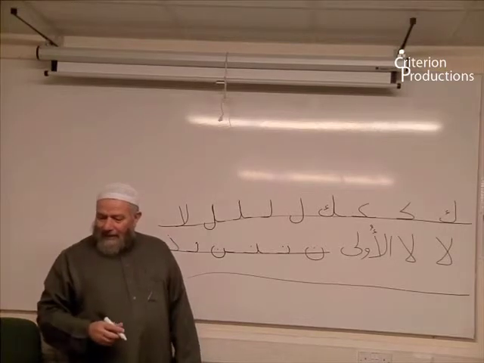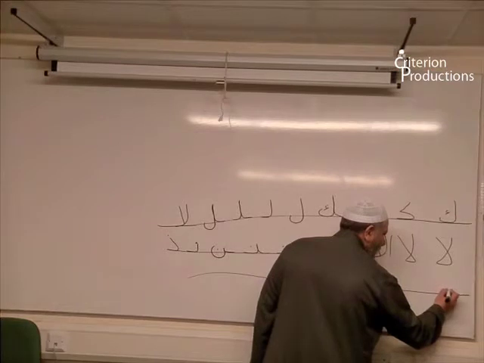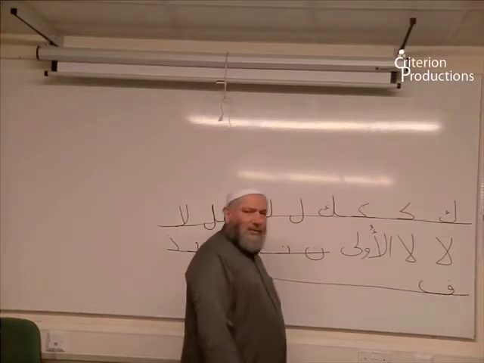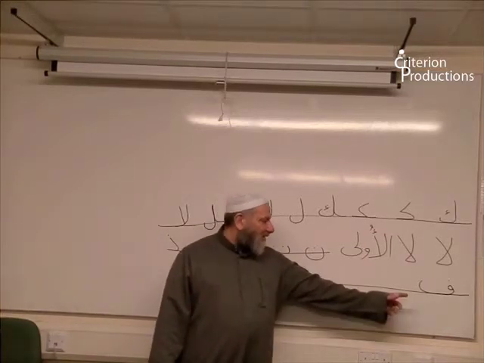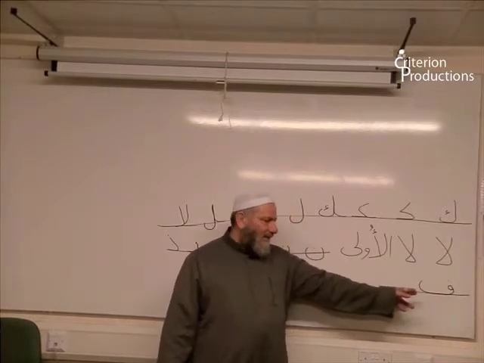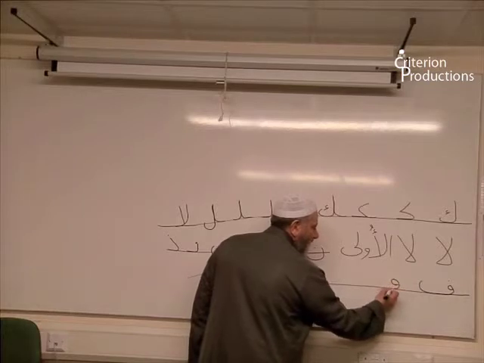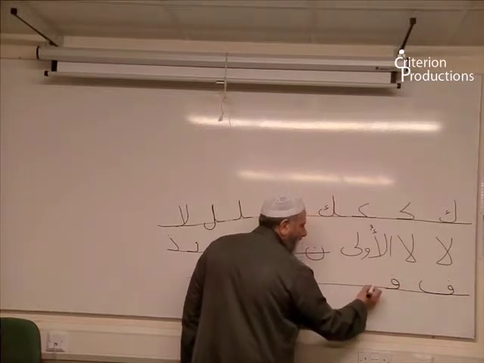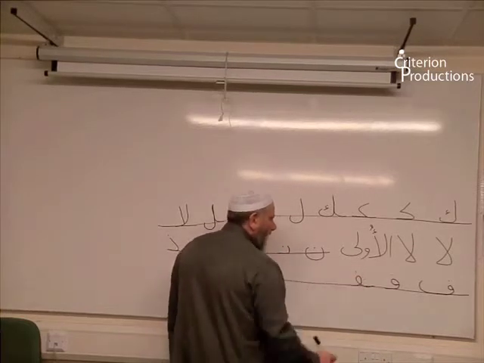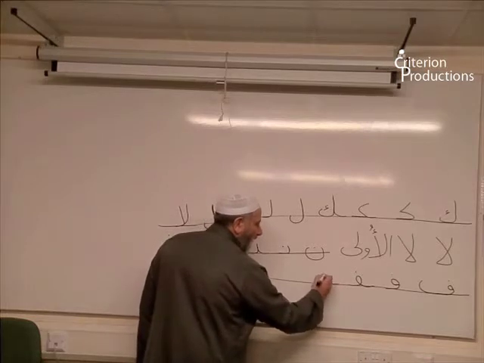Now, fa and qaf and mim. Fa, you make a small circle, and the fa is big. So when we write it, it is big. And when it is at the beginning, this is how it is. In the middle, you know, one thing I get wrong when I write. And at the end.